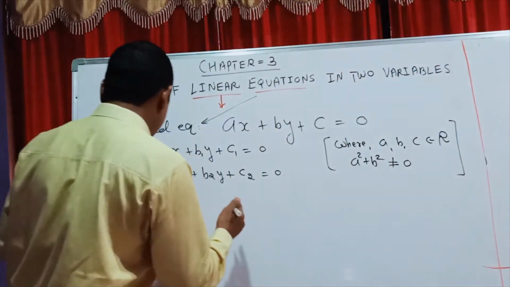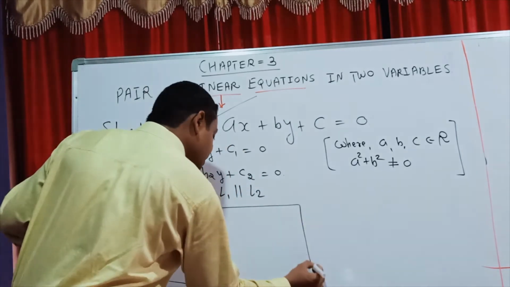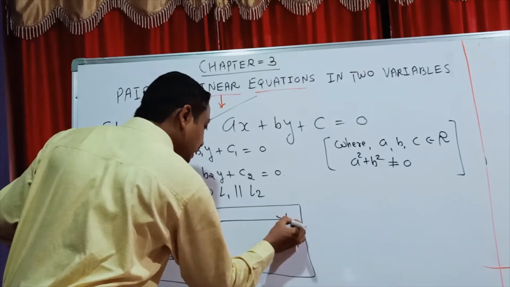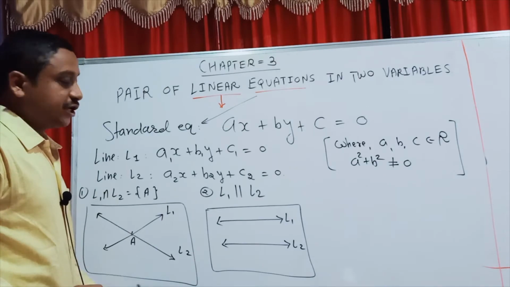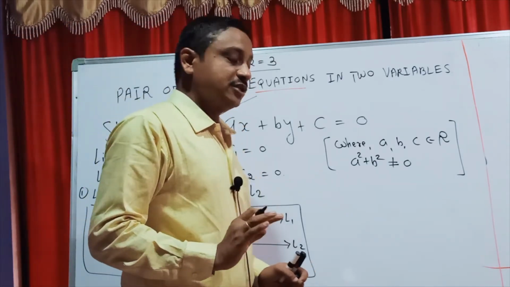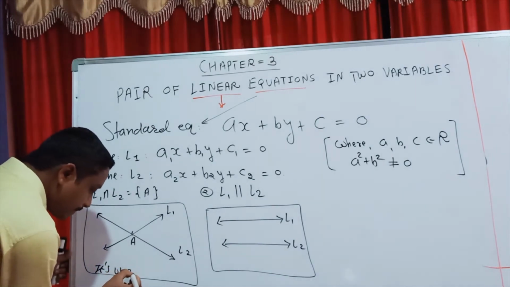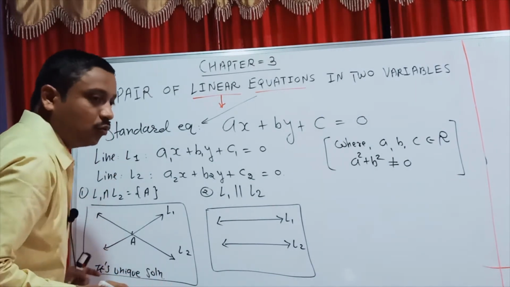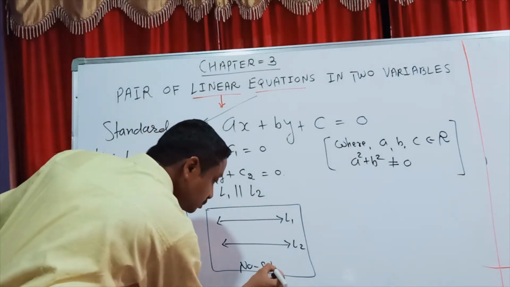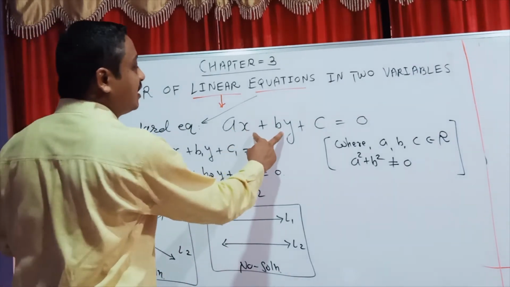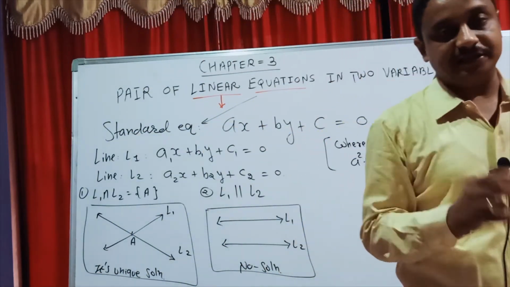In the second case, L1 is parallel to L2, which means there is no intersection between them. So these two lines are parallel. They never intersect. The intersection set is a null set. So here I mention, the first case is a unique solution. Unique means one and only one solution, and here there is no solution. No solution means the x and y values are not defined for two parallel lines.